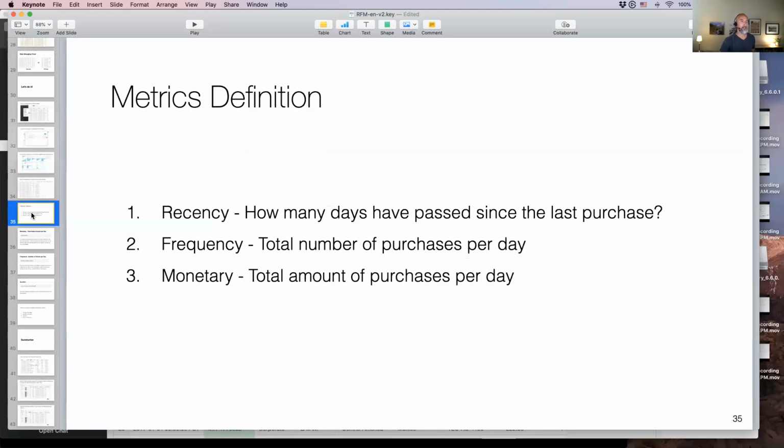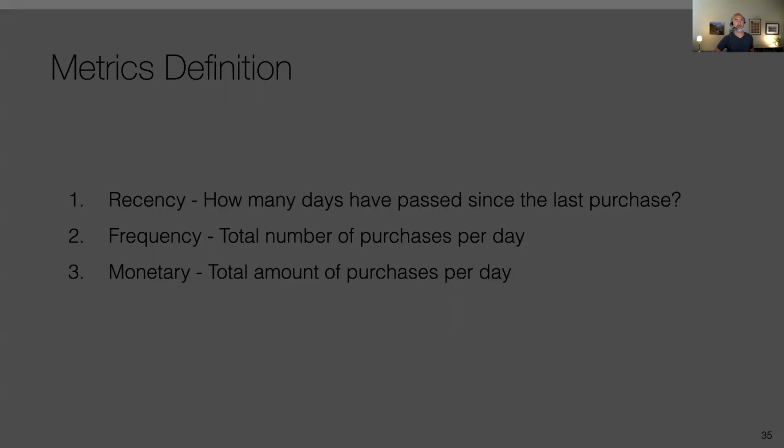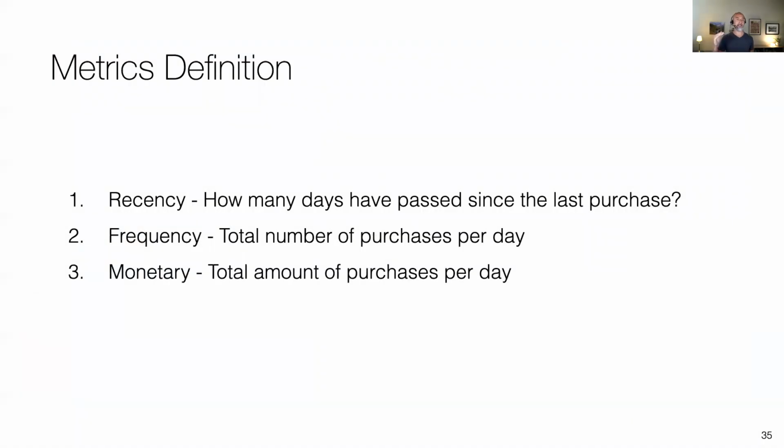The important thing is this is sort of a goal: we're going to get recency, frequency, and monetary. These are the 3 metrics we want for each customer, and we're going to score each customer with these metrics. Let's re-summarize. Recency: how many days have passed since the last purchase. Frequency: the total number of purchases or orders per day. Monetary: the total amount of purchases or total sales amount per day.